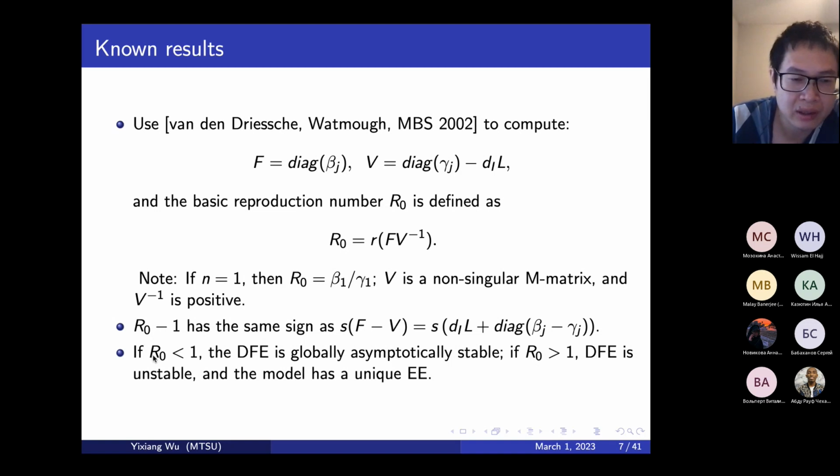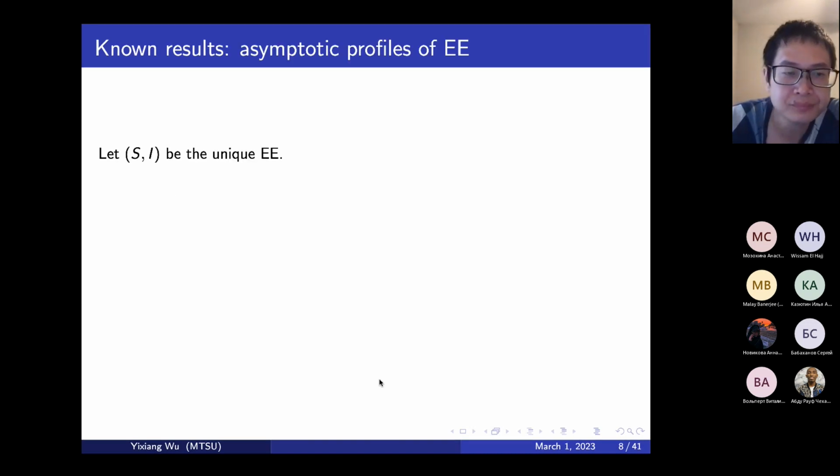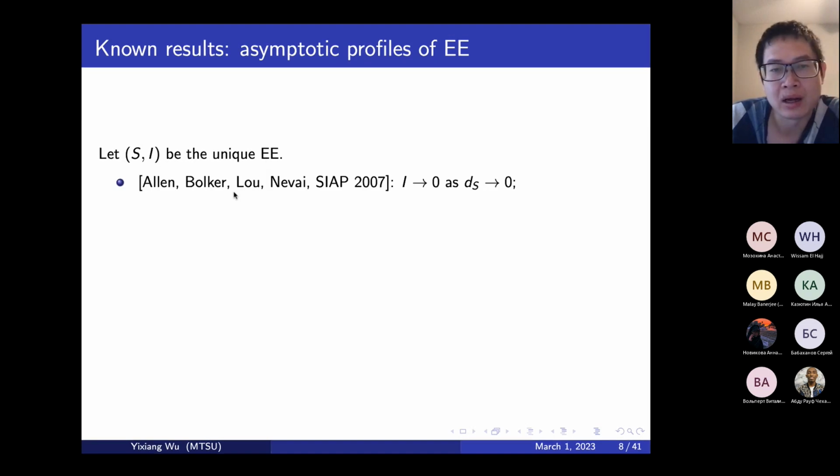They show that if R0 is less than 1, the disease-free equilibrium is globally asymptotically stable. If R0 is greater than 1, the disease-free equilibrium is unstable, and the model has a unique endemic equilibrium. So let (S, I) be the unique endemic equilibrium, and they show that if you send D_S to 0, then I goes to 0.